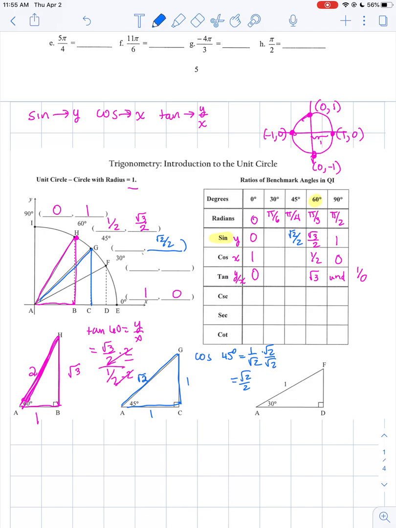You should have noticed that cosine of 45, adjacent over hypotenuse, gives you the same value. So cosine of 45 degrees is the same as sine of 45 degrees, and that makes sense. The legs of that triangle are congruent to each other. And then if tangent is y over x, what happens when you put rad 2 over 2 over rad 2 over 2? Well, something divided by itself is 1.